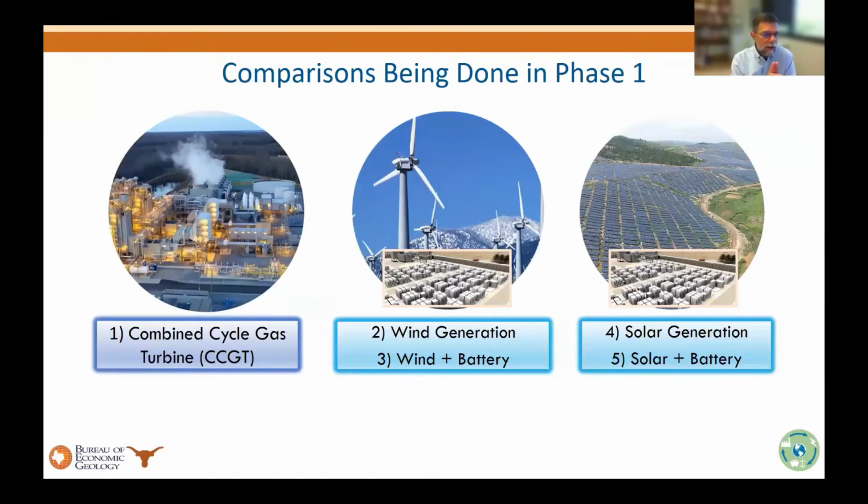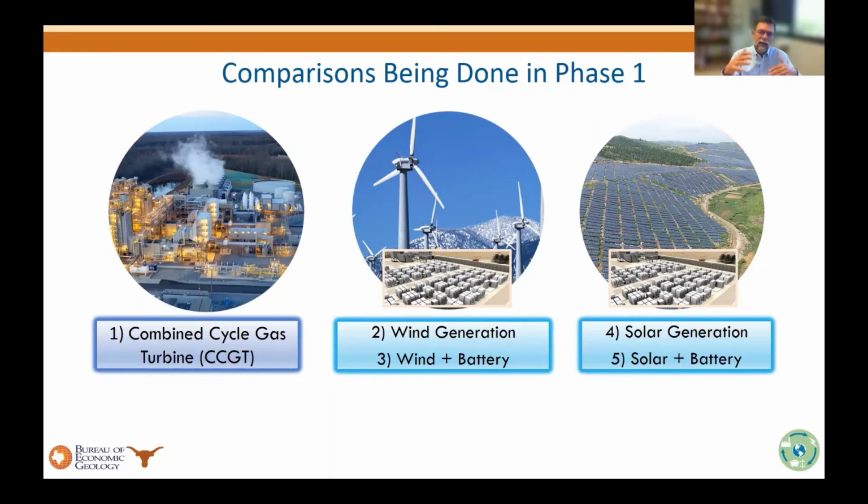Within phase one right now, we're looking at 5 different energy types. We have combined cycle on the left. We're looking at wind and solar, 2 of the more commonly discussed intermittent sources. And then we're including batteries. So, we would use batteries as a backup to the intermittency of wind and solar.